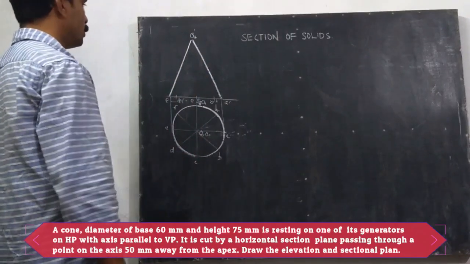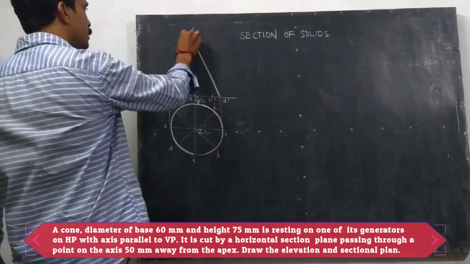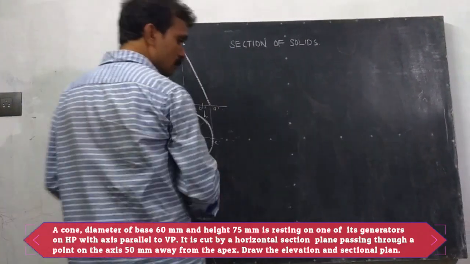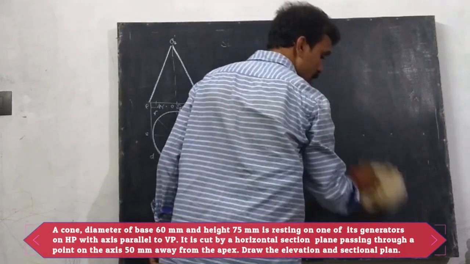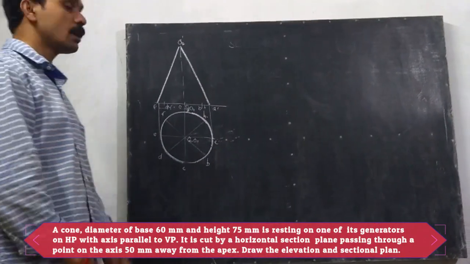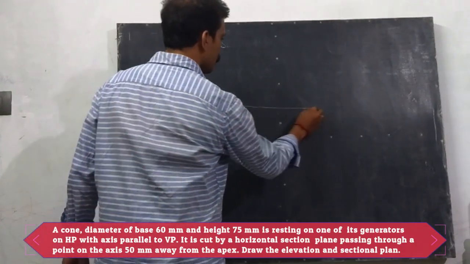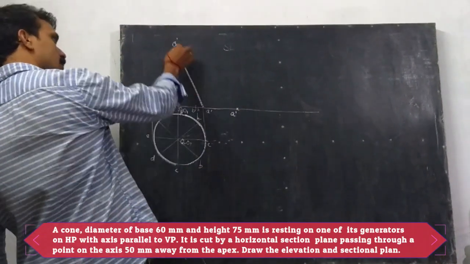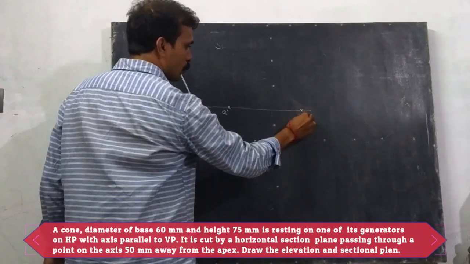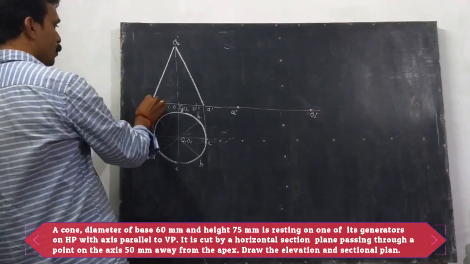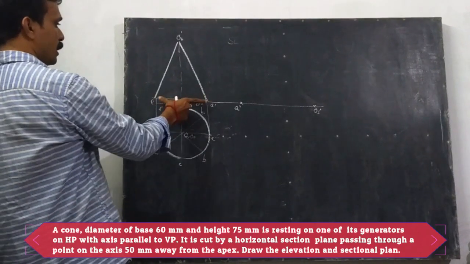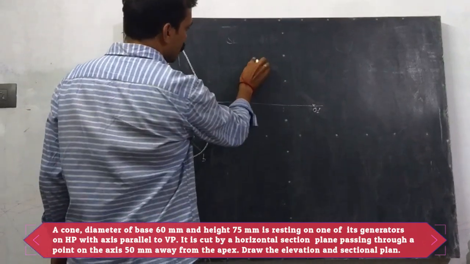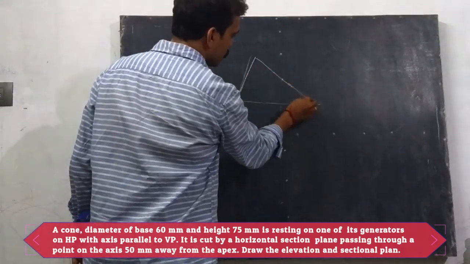So all of you know how to project all this, and this is the axis of the cone in the simple position. Now it is given that this is resting on one of its generators on the ground and parallel to VP. So for obtaining that, select any point, name it as A dash, take this much distance and locate O2 dash. Now we can obtain E dash by taking this value and this value and intersecting in two arcs, so that we have reproduced the cone like this.